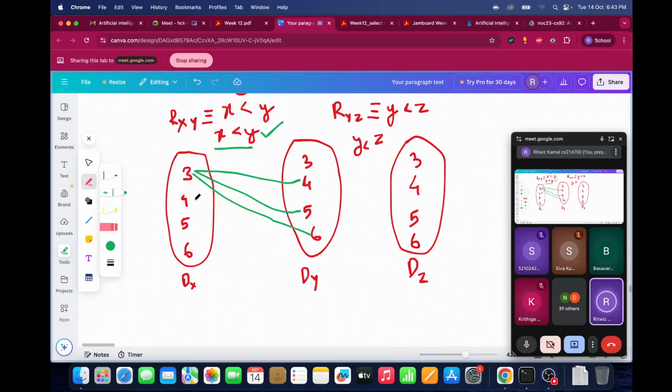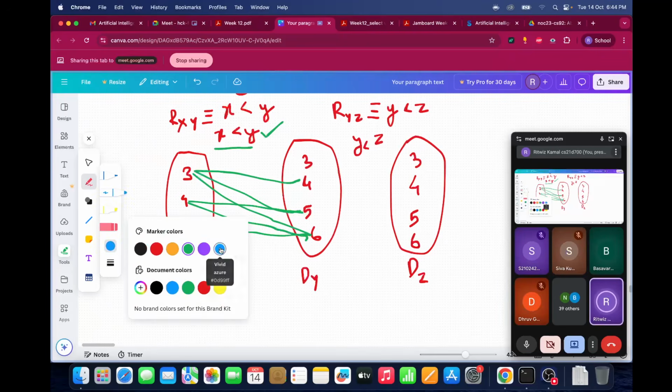Similarly, let's draw an arc for 4 as well. So 4 will be connected to which numbers? 5 and 6. So 4 to 5 and 4 to 6, and 5 will be connected to 6 alone. Correct. 6, will it be connected to any number? No, right? Correct. So now there are no more arcs to be drawn between dx and dy.